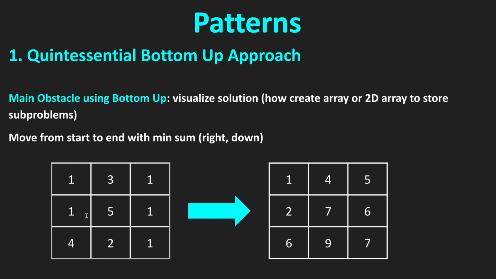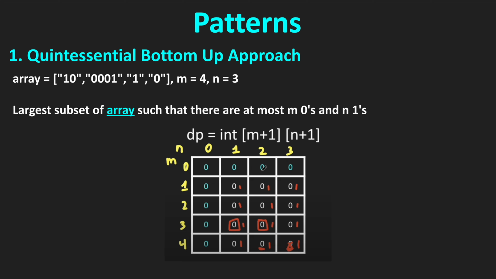For example, in this case, we are taking the value from here, 5, and whatever the minimum value is from here, either 2 or 4, right? So we are taking 2 and we are assigning to this cell the value of 7. Okay, this is another example of the quintessential bottom-up approach. And let's go to the next one.